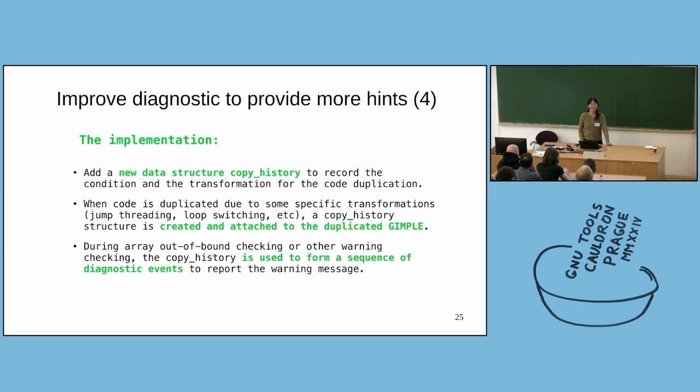And in that case, you warn, and often that's false positives. So the question is whether to do anything about this at all, because it's hard to find out if the check which the jump threading is done on is actually coming from the source or from some optimizations.